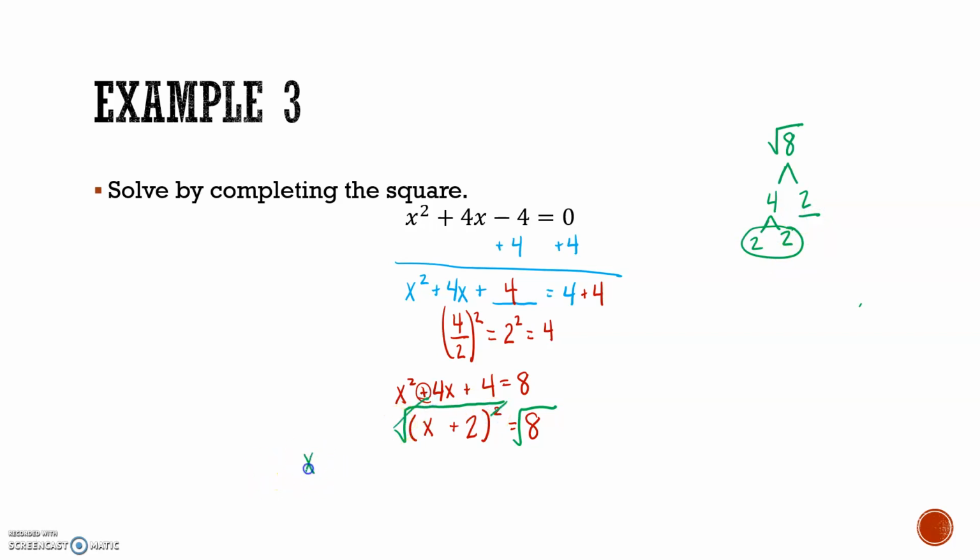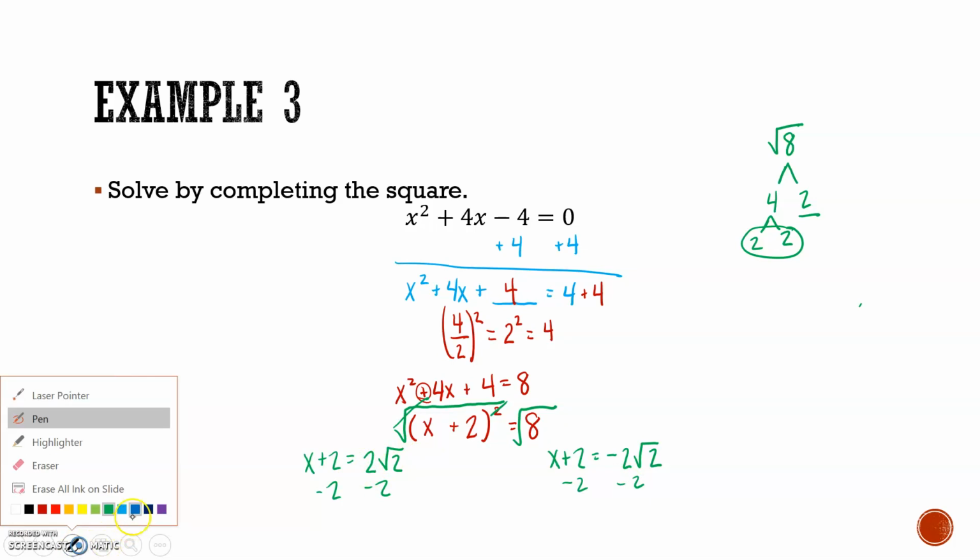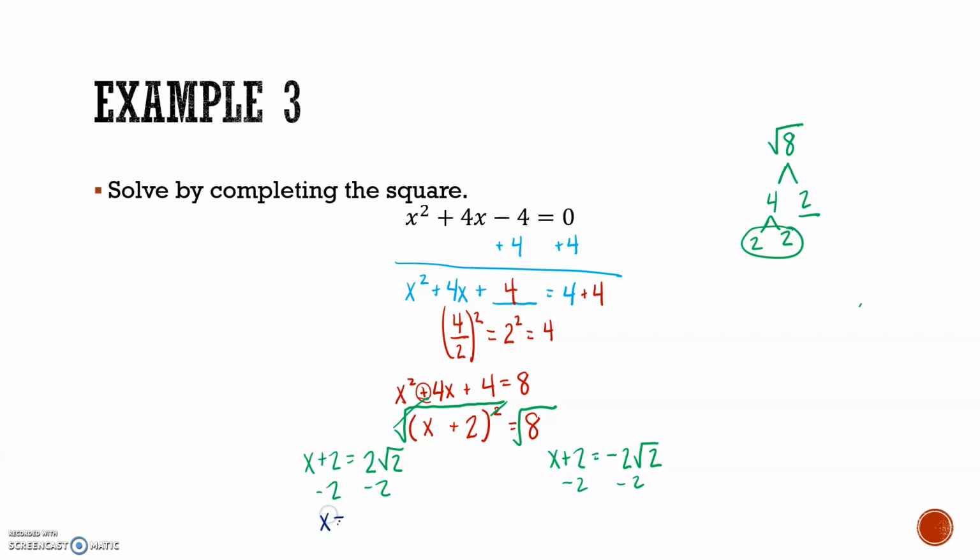So I just get x plus 2 equals 2 radical 2. And I get x plus 2 equals negative 2 radical 2. Always get the 2 answers. To solve this, I'm going to subtract 2. Subtract 2. I know that's a lot of 2's. And since this one here has a radical, I can't just do 2 minus 2 is 0. I'm going to write this as x equals negative 2 plus 2 radical 2, and x equals negative 2 minus 2 radical 2. So if you write your answer like that, that's fine.